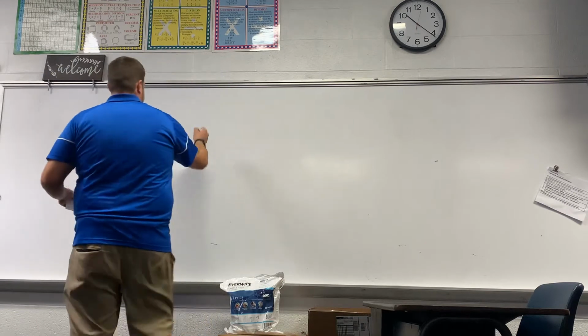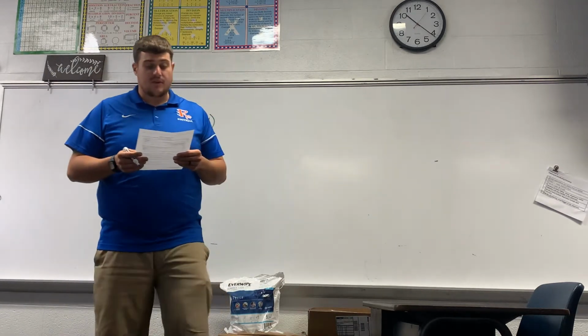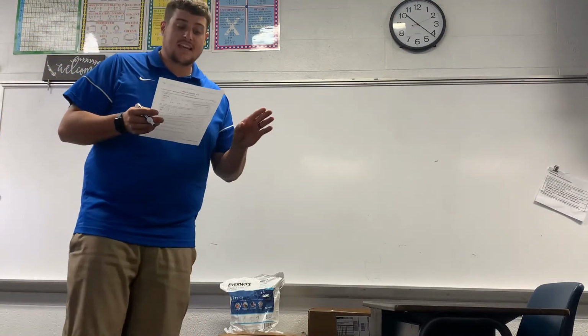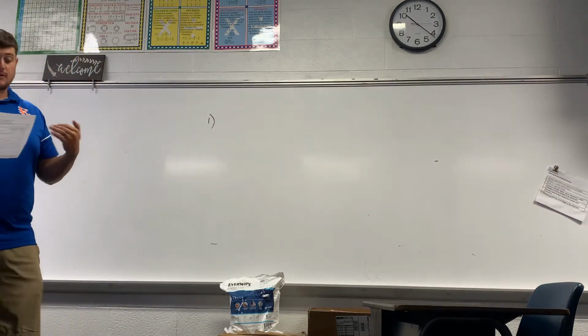So number one on the study guide, it says the table shows the number of votes each student received for class president. What is the ratio of votes for a team to the total number of votes? So this was like lesson one when we were talking about ratios.